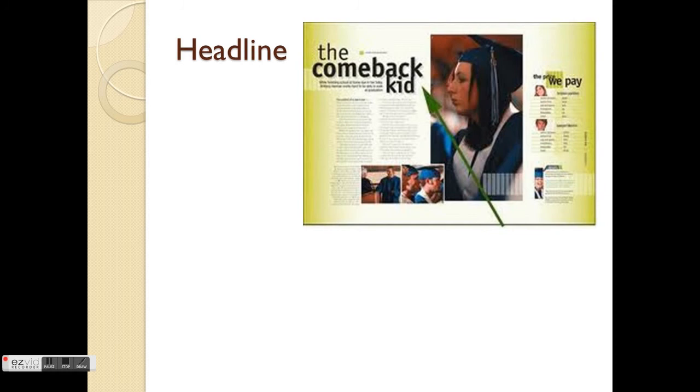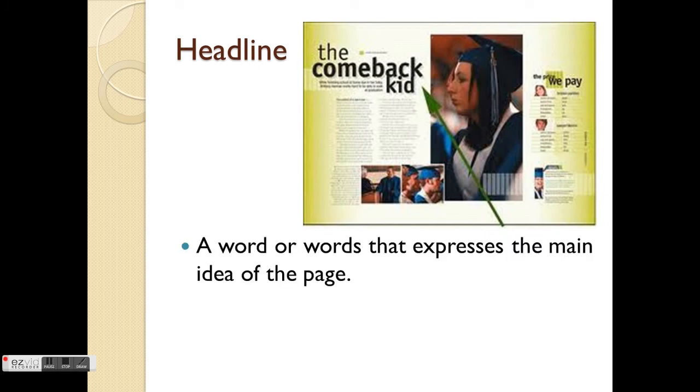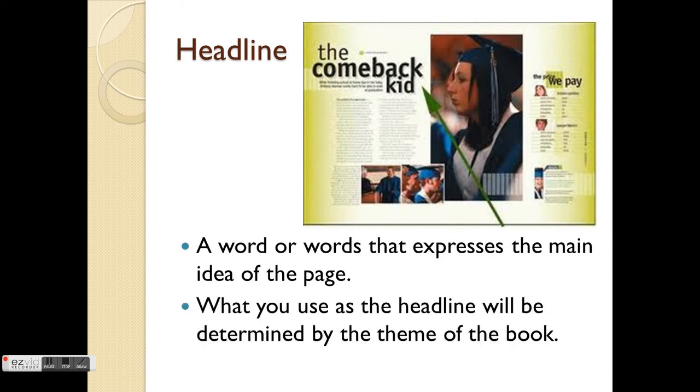Headline is the biggest font on your page, and it should express the main idea of the page. It'll often be decided by the theme of the book. Last year was I am. So our headline said, I am something.